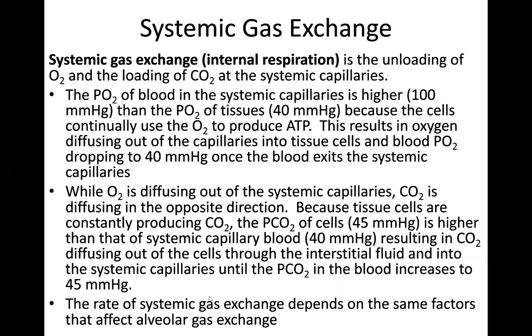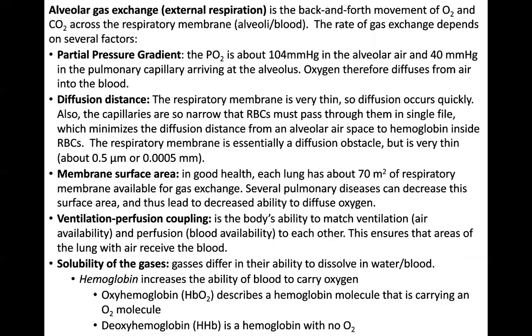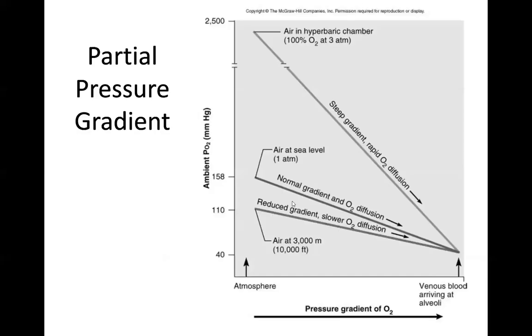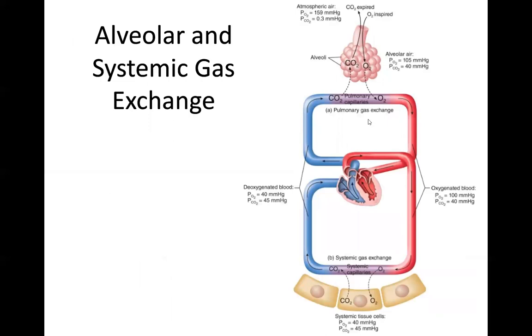Now the rate at which we perform systemic gas exchange is dependent upon those same factors. So the gradient, the diffusion distance, all that wonderful stuff that we just talked about. Okay. This illustration on the next page, which I've already kind of pointed out once, shows you both forms of gas exchange. Okay. Let's just walk through it.